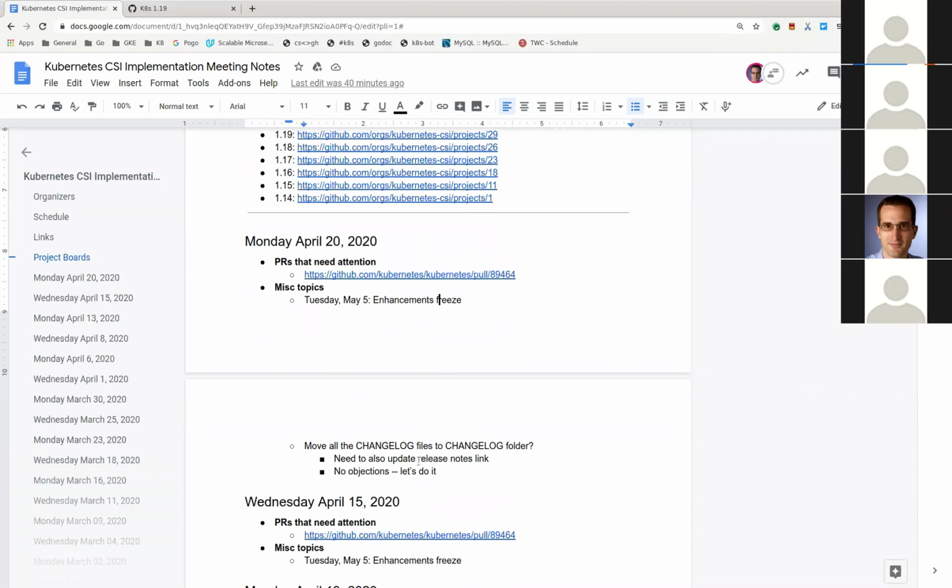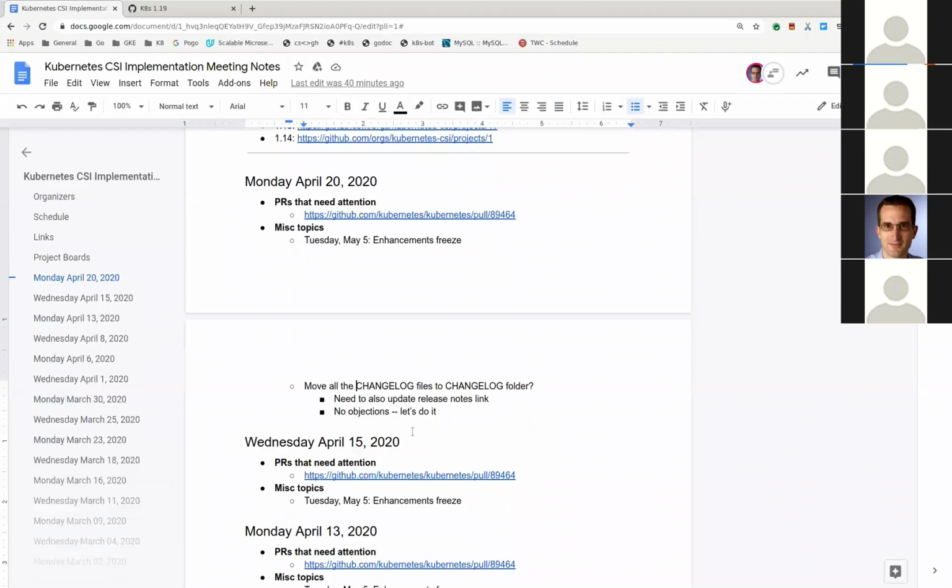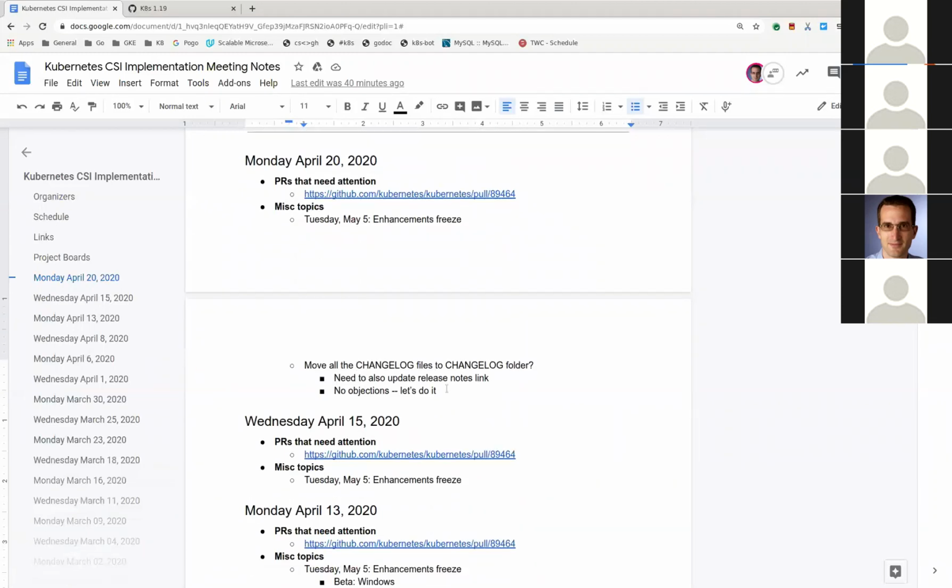Other miscellaneous topics. Last week I proposed that we clean up our top level directory and move all the changelog files we have to a changelog folder. I actually noticed that this is what they're doing in master of Kubernetes now. So we can probably follow the same thing and clean that up. I will probably find some time this week to clean up the repos.